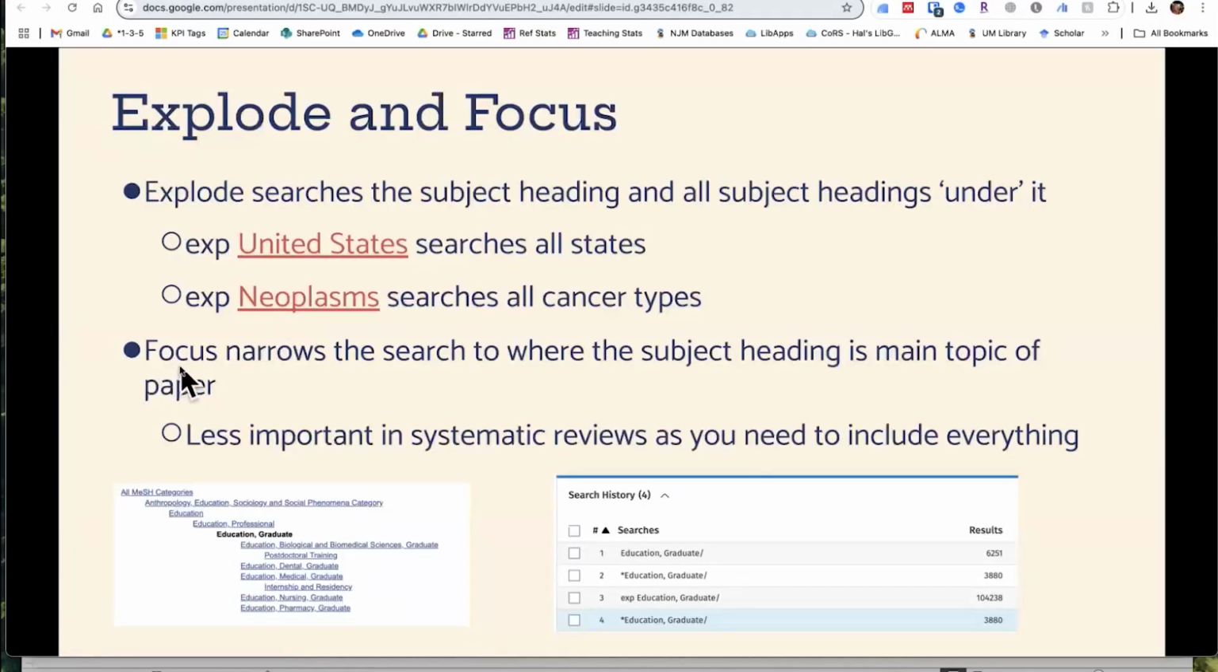And then you can also, I'm not going to get into this, do something called focusing, which narrows your search. We don't do it as much in systematic reviews, but I just put some numbers there so you can kind of see the difference.